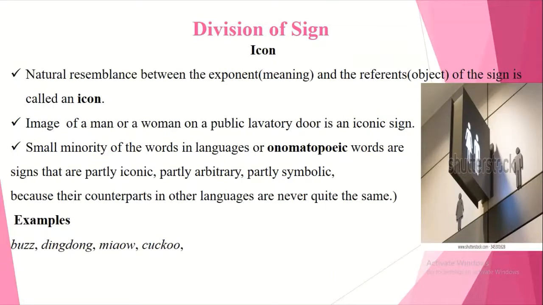The second division of sign is icon. Natural resemblance between the exponent or meaning and the referent objects of the sign is called an icon. The image of a man or woman on a public washroom door is an iconic sign. A small minority of words in language are onomatopoeic. These words are signs that are partly iconic, partly arbitrary, and partly symbolic because their counterparts in other languages are never quite the same. For example, buzz, ding dong, meow, and cuckoo.